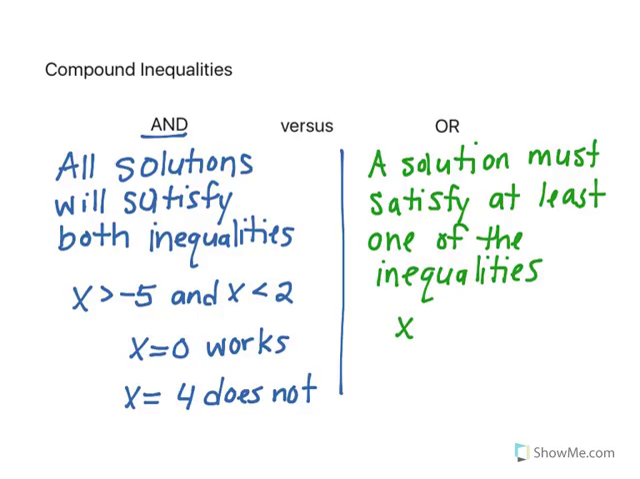If I said x is greater than 4 or x is less than 1, the number, say, x equals 5 works because it satisfies the first inequality. 5 is bigger than 4. While 5 is not smaller than 1, it doesn't have to. It just has to work in one of them. Okay? So let's take a look at how these graphs will look.